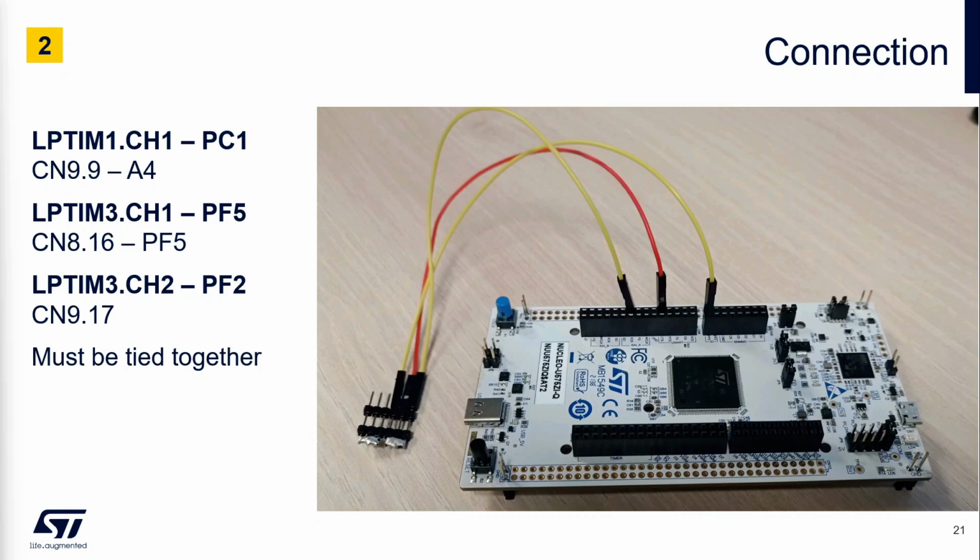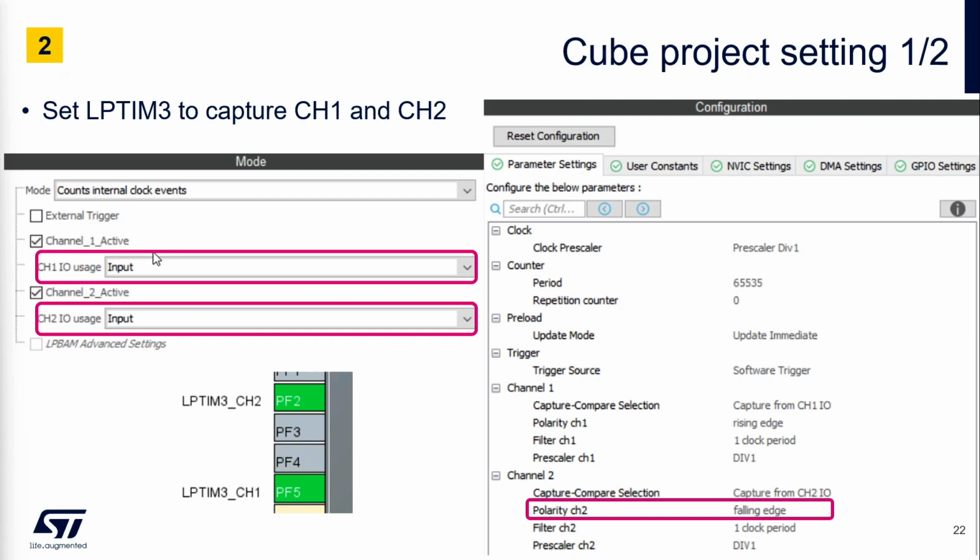For this step, it's necessary to connect the output from low power timer 1 to both inputs of low power timer 3. It may be done by 3 wires which are tied together with a short. And now we will enable low power timer 3 for input capture on both channels. The only necessary change is to change polarity for channel 2.